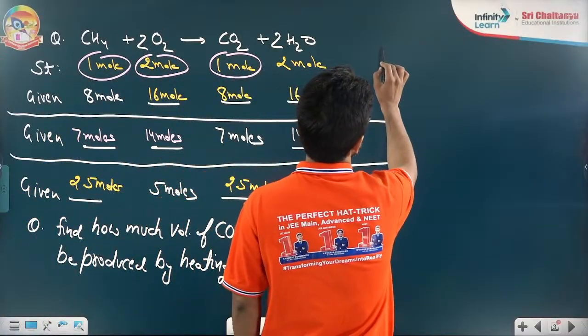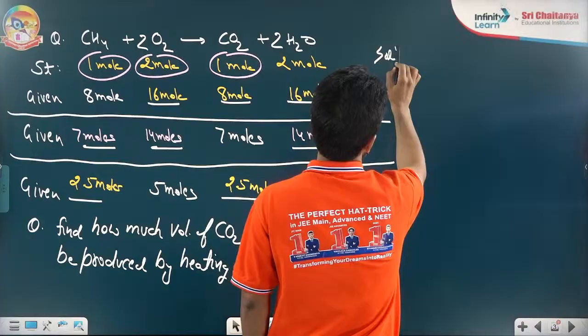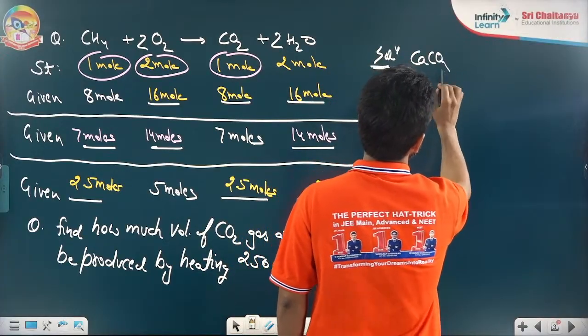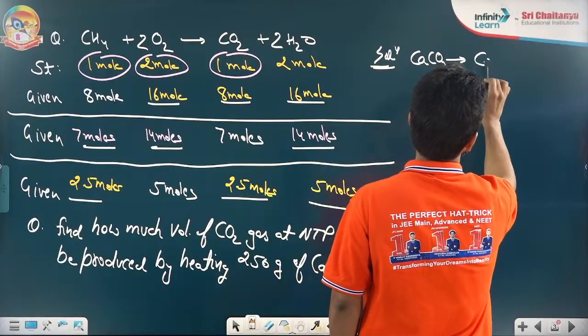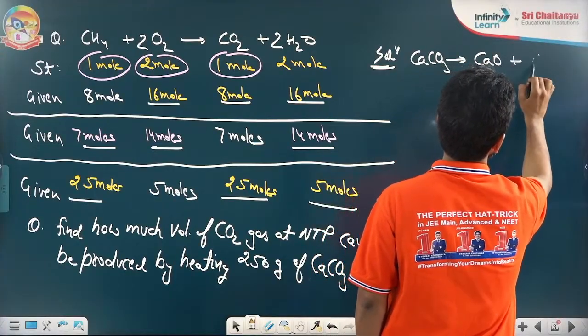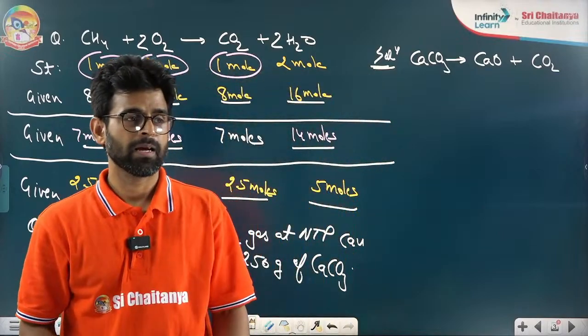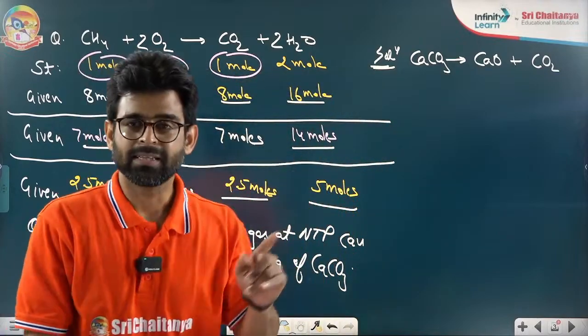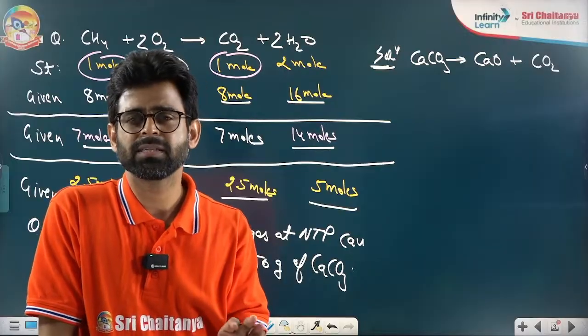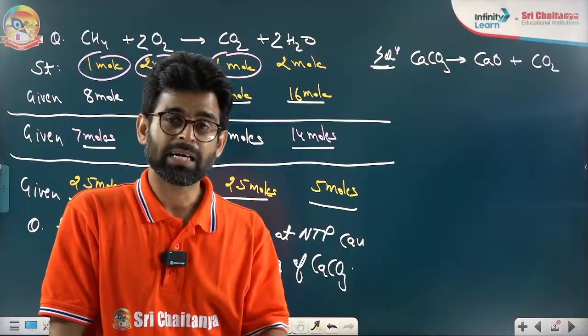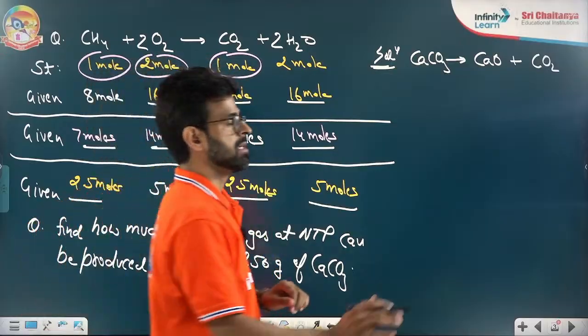Imagine I am writing here. The equation is very clear. They are saying CaCO3 is giving us what? CaO and CO2. Right? This is the equation, a very common equation. Many times you will see it in the syllabus. Now write the stoichiometry ratio.